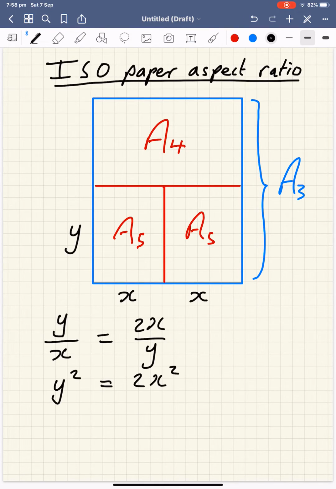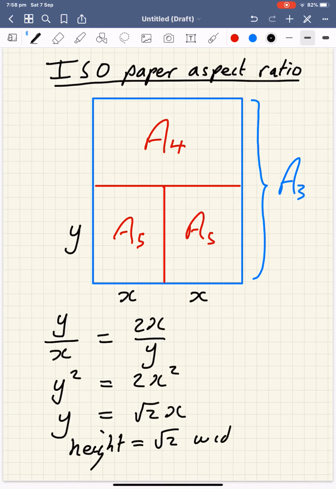Now if I square root, and notice that both X and Y are positive, I get Y is the positive square root of 2X squared, which will be root 2 X. In other words, for ISO paper, the height of any sheet is the square root of 2 times the width of the same sheet. And this is true for A5, A4, A3, and in fact for the B series or C series as well.